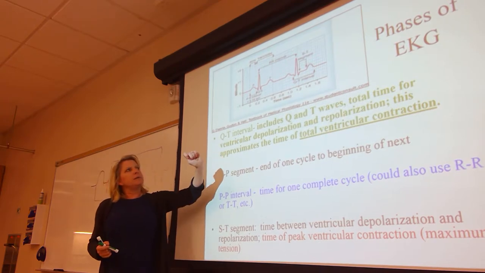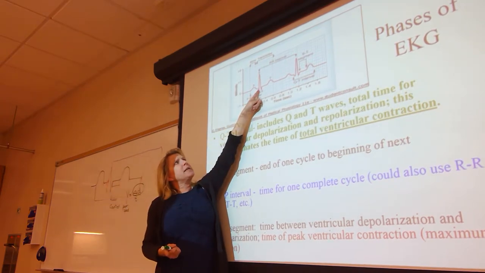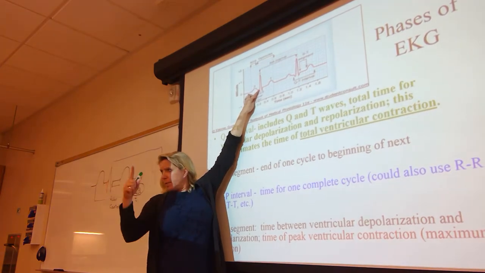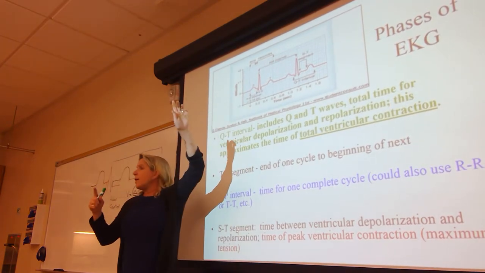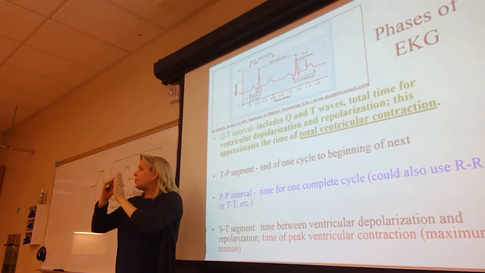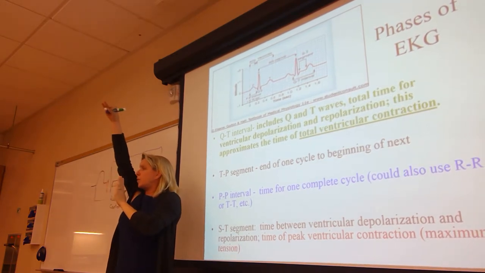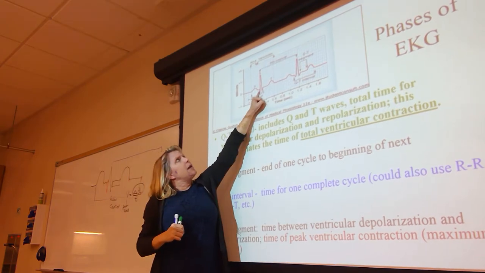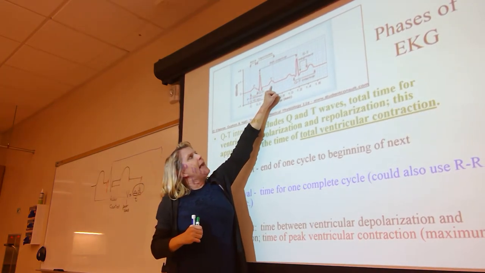QT interval. You start your measurement right before the Q, right before the dip. And again, if it's not there, then that means you start the measurement right before you see the upstroke for the R. So you begin here, and you end for the QT interval at the end of the T.